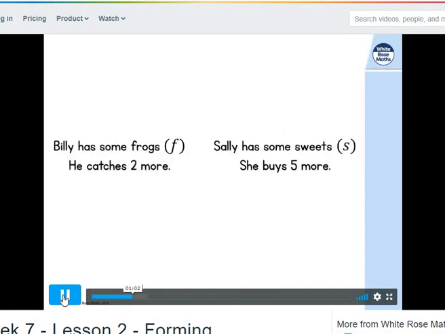We've got 2 more stories here. Billy has some frogs, which we're going to represent with the letter F. And then he's going to catch 2 more. And then Sally's got some sweets, which we're going to use the letter S for, and she's going to buy 5 more. So can you write those 2 stories as expressions? Pause the video, have a go.